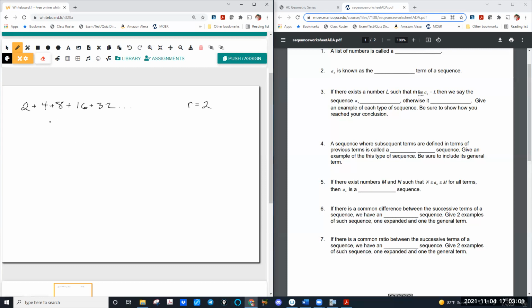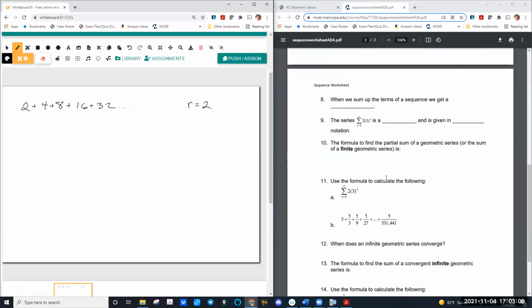We have the sum of a finite geometric series, and this is from the second page. These formulas you're going to want to know. We use them a lot in this section, and we'll use them for some proofs later in this section. So to find the sum, let's say this is a finite geometric series. That means there is a countable number of terms. We know how many terms there are.